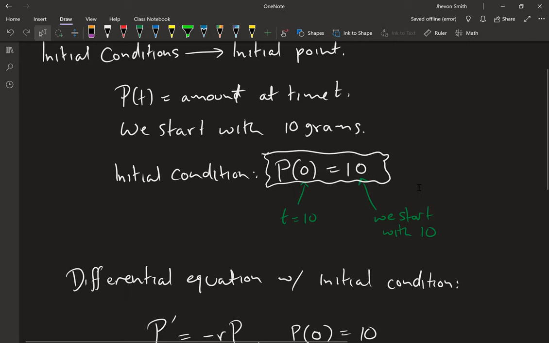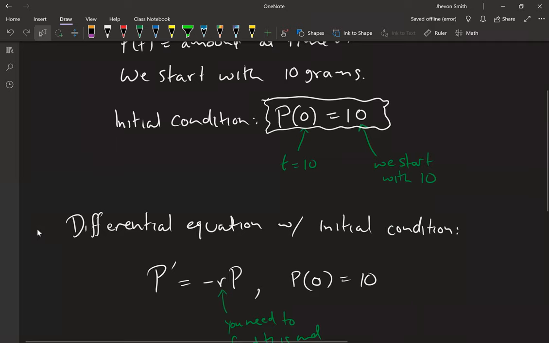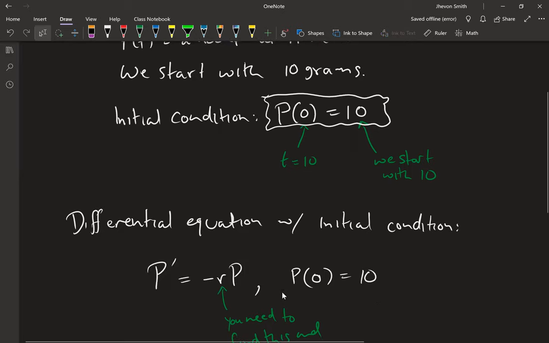Did that answer your question? Yeah, thank you. Okay. So if part A of that question, I believe, said something like, write down a differential equation with initial condition to describe the situation, you're literally going to write down this. If it's decay, there's a minus sign here. If it's growth, it's positive. And then you write down this part here. That's your initial condition. So your differential equation is this part, and your initial condition is this part.